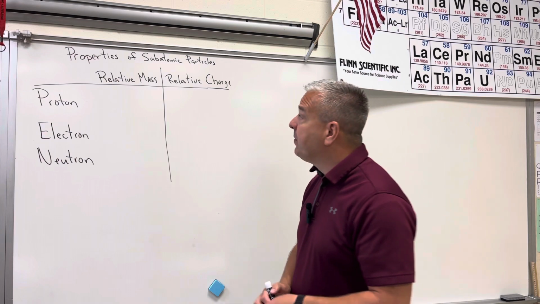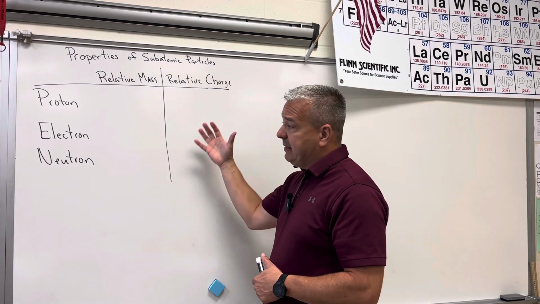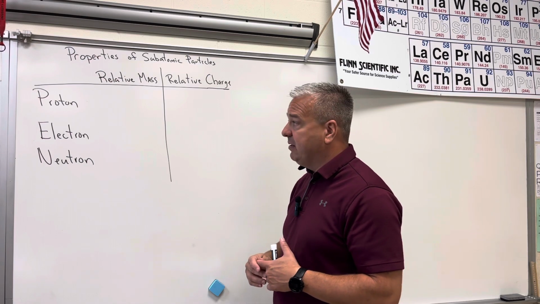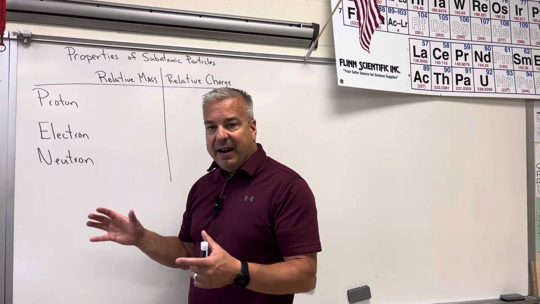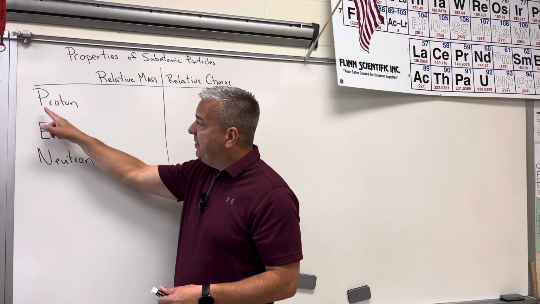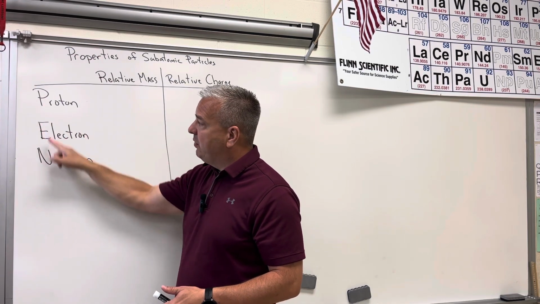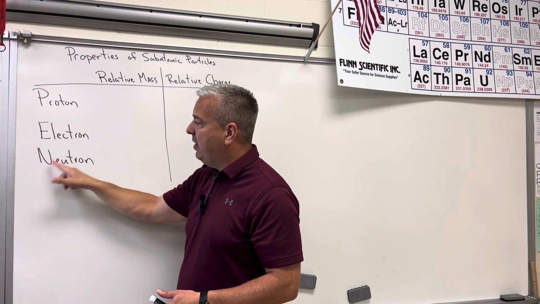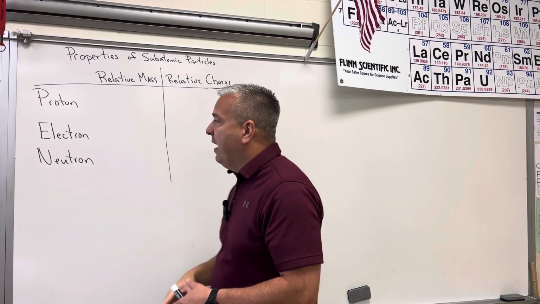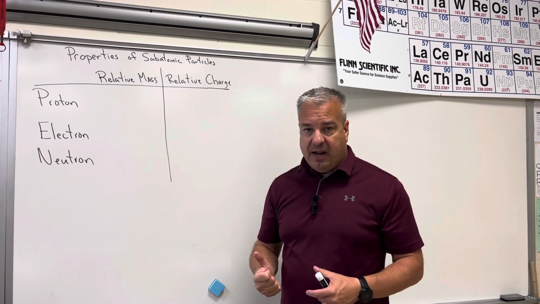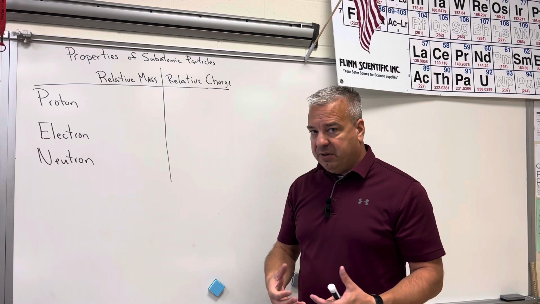So let's get started. In this data table up here, we're going to talk about two properties of protons, electrons, and neutrons. And if you want a little mnemonic that helps you memorize what's inside the atom, this is going to spell out the word PEN. P-E-N for protons, electrons, and neutrons. Now, understanding their properties will help you calculate how many protons, electrons, and neutrons are in a particular element.